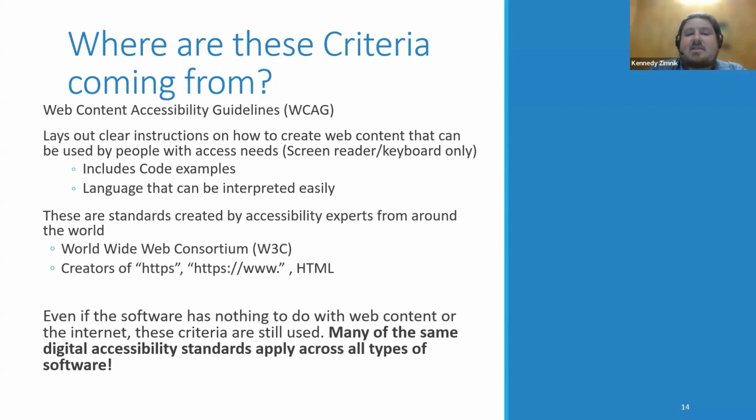Even if the software, this is important, even if the software has nothing to do with web content or the internet, even if it's not internet connected, these criteria are still used. Many of the same digital accessibility standards apply across all types of software. Just because it has web content in the title doesn't mean that it has to be internet connected. It's any software.